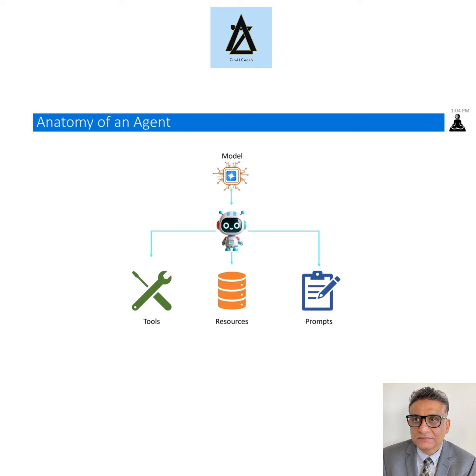Obviously, agents need an AI model as the brain, but agents take this to the next level by making use of tools, resources, and prompts or instructions. So the way an agent works, it has an underlying model. It has access to tools and resources for grounding and context, and you can provide instructions through prompts for it to really carry out that goal.